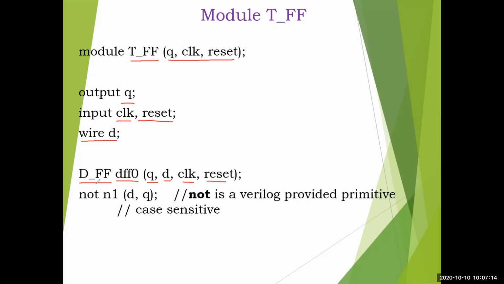Next is the NOT gate. You can give any instance name; I have written N1. The output is D here and the input is Q. If you refer to that diagram, you will come to know. NOT is a Verilog-provided primitive, and it is case sensitive. If you write capital NOT, it will not be accepted, so you have to write small not only. That is case sensitive.